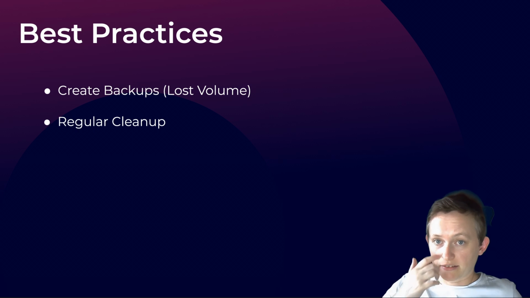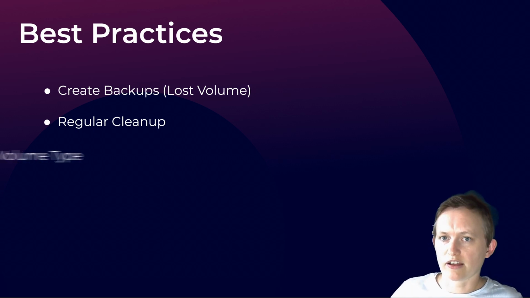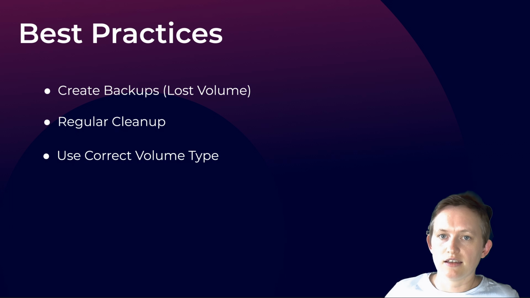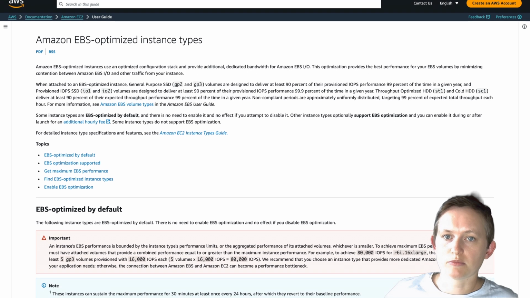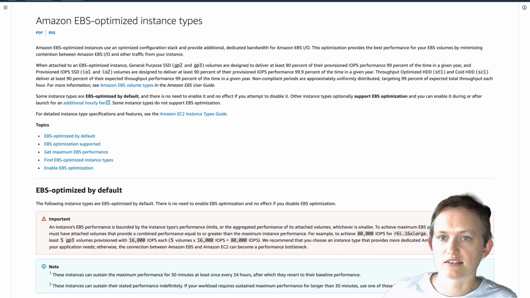The third best practice for EBS is to use the correct volume type. As we've seen, EBS offers several different volume types, and these are each designed for different use cases and performance needs.